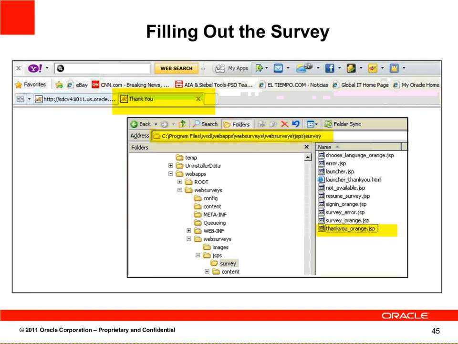By default, the thank you page is a blank page, but you can customize it. Where is this thank you page? It's stored in the web service JSP survey folder, and it's called Thank You Orange JSP. Why orange? I don't know. I don't know why it has that funny name, but that's the page that you need to modify if you want to customize the thank you page, which is normally what our customers do.